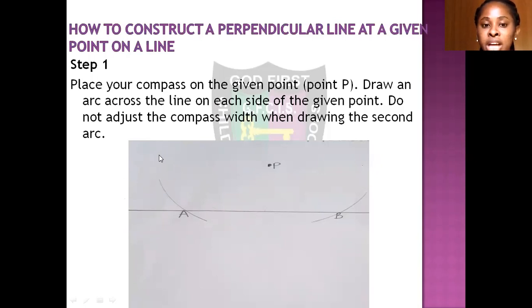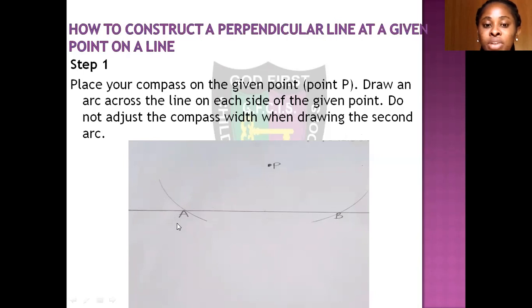Step one, place your compass on the given point P. Open the compass to a convenient radius of your choice. Then draw an arc crossing the line AB, on each side of the given point, cutting line A and line B.